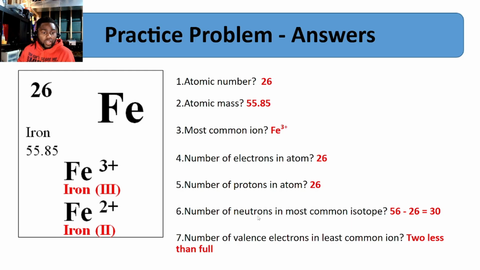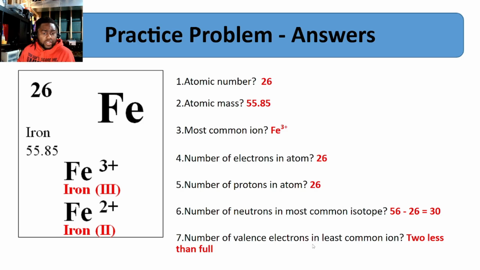Number of neutrons in the most common isotope: we have an atomic mass of approximately 56. We round that up, so 56 minus 26 gives us 30 neutrons. Okay, so this should all be a review of grade 10 and probably grade 9. And if you need more practice with that, just let me know and I'll post more stuff for you.